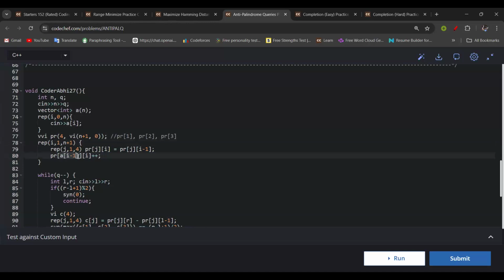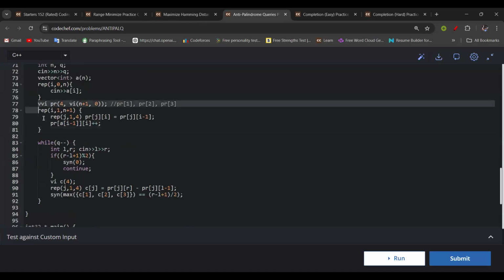If this value is 1, I would update prefix 1 of i with plus plus. If this value is 2, my prefix 2 of i would be incremented. If it is 3, my prefix of 3 would be updated. So either of these three would be updated according to the value of A. I hope this prefix computation is okay. You can take three different prefix arrays and do an if else and compute it. There was no problem, I just did it in a single way.